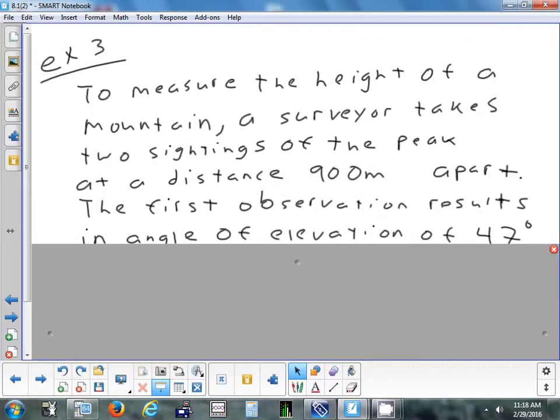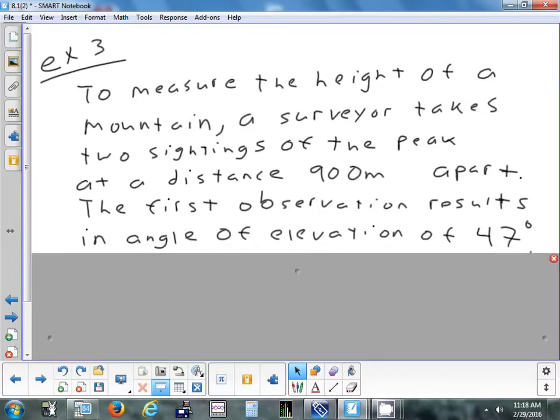All right, so we're going to do two sightings 900 meters apart. The first sighting results in an angle of elevation of 47 degrees. Angle of elevation is the angle that the surveyor has to look at to see the top of the mountain. So if we were to draw a line right from his eye to the peak, it would be a 47-degree angle with the horizontal. That's angle of elevation. And to make this simple, we're going to assume that he's level with the ground. Otherwise, you'd have to take into account the surveyor's height up to his eye. So we'll just assume that he's level with the ground when he makes his sighting.